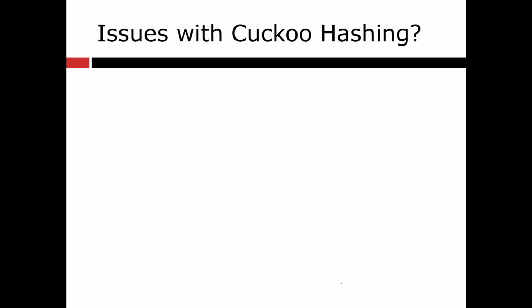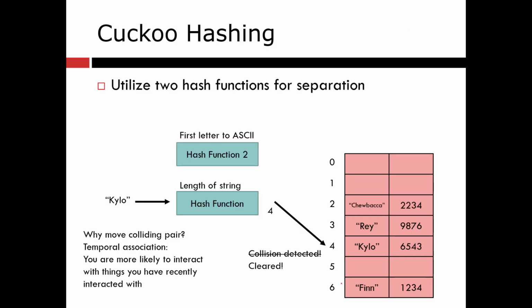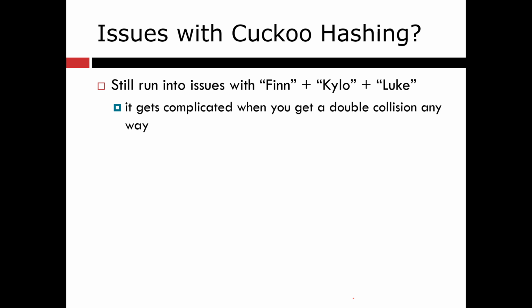So what's the issue here? Well, it's not great if we have another collision on 4, because what happens if I try to push Luke into the fourth location? Well, then we're going to pass Luke into hash function 2, but then what happens if hash function 2 pushes Luke back onto Finn and then we get a collision there? What do we do next? Do we have a third hash function? Well, right, this is where it gets complicated. If you get a double collision, things are just real bad.